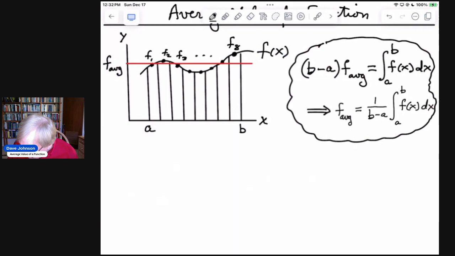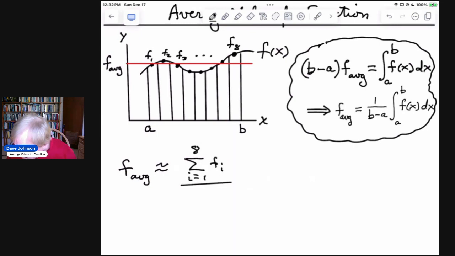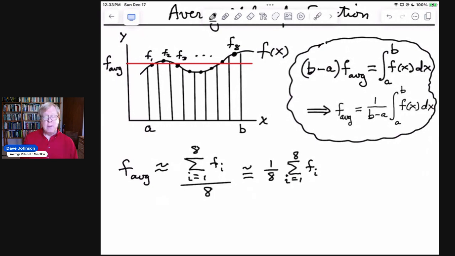So how would we find the average of those numbers? Well, we'll say f average, and this is going to be an approximation because we're only looking at 8 values of the function between a and b. But what would it be? It'd be the summation from i equals 1 to 8 of f sub i. So f sub i are our values, but we have to divide by the number of numbers, and in this case, there are 8 of them. And in general, I could say this is the same as 1 over 8 times the summation from i equals 1 to 8 of f sub i, because multiplying by 1 over 8 is the same as dividing by 8.